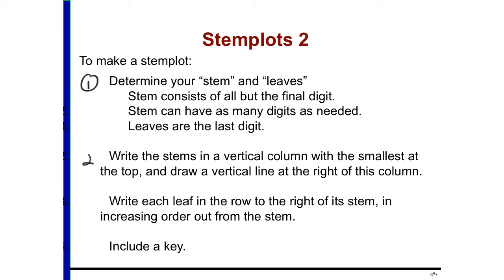Step 2, you're going to write your stems in a vertical column with the smallest at the top, and then draw a line. And then step 3, you're going to write each leaf in the row to the right of the stem in increasing order from the stem. So they have to be in increasing order in both places. And then step 4, you're going to make sure you include a key, which we'll talk about how to make.